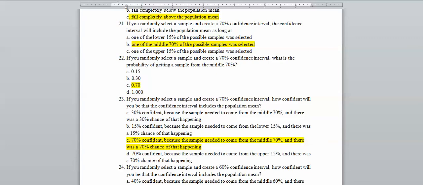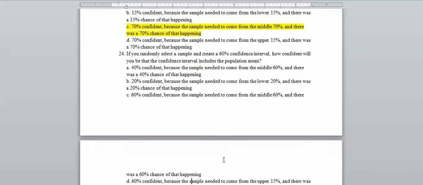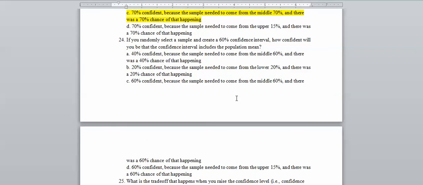So it obviously can't be one of these choices up here, because these don't say 70% confident. And we know that choice D isn't correct because a sample from the upper tail isn't a success. Choice 24 is similar. If you create a 60% confidence interval, that means that you're 60% confident. So it has to be one of the choices that say 60% confident, which means it has to be C or D.